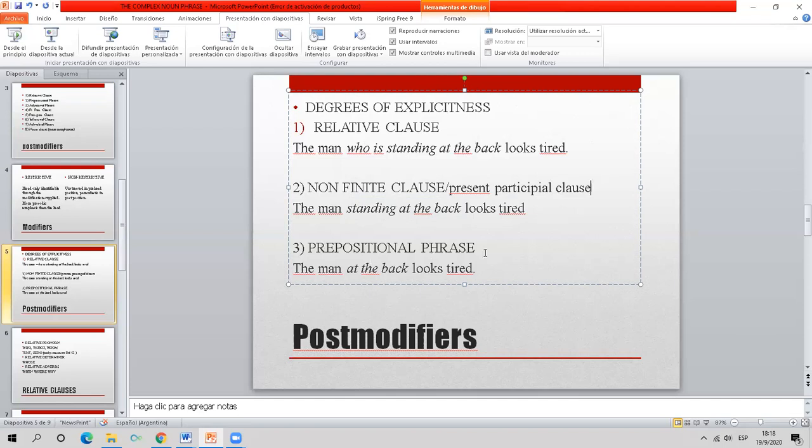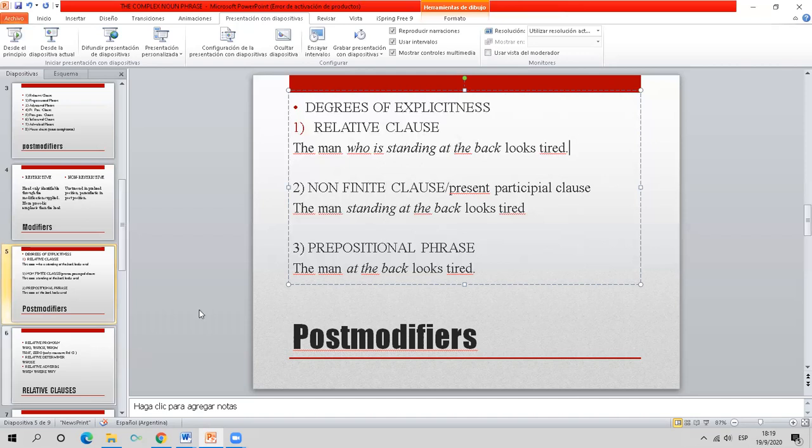And I could even say the man at the back looks tired and use a prepositional phrase. But you can see that they have different degrees of explicitness in the sense that here we know that he's standing there now. We have the verb in the present tense, and we know he's standing. Here we don't know whether he was standing or is standing, and here we really don't know whether he's standing or doing what at the back. So we have different degrees of explicitness.